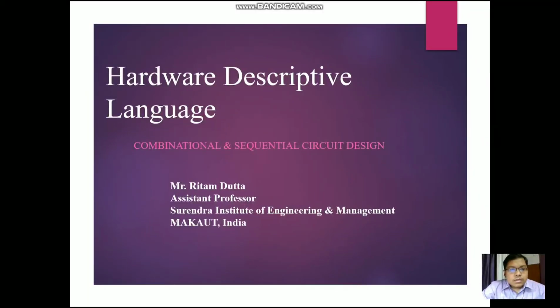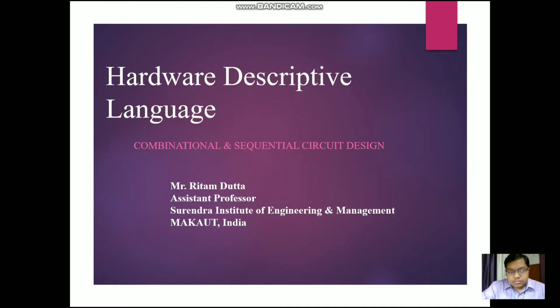Hello students, today we are going to discuss hardware descriptive language, which is very important for your VLSI design course. Here I am going to start with the very basic syntaxes of your hardware descriptive language that can be used for mainly designing combinational as well as sequential circuits using logic gates by the programming of HDL. We call it very high speed integrated circuit hardware descriptive language, that is VHDL.